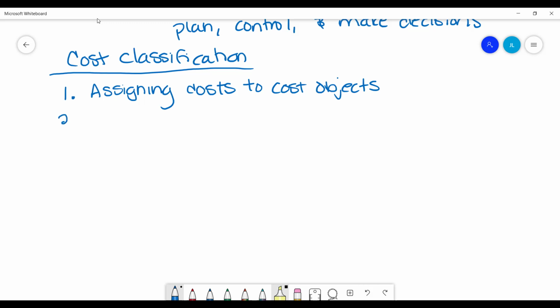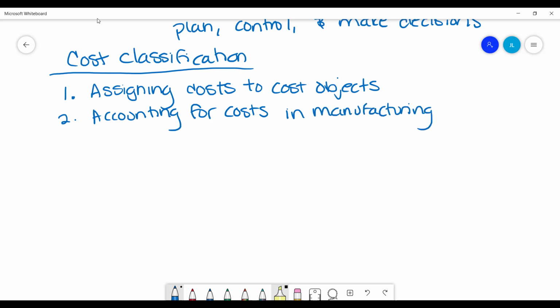The second is accounting for costs in manufacturing companies. And you'll see our main focus through a lot of this course would be on manufacturing companies. That's where a lot of our work will be done, especially with some of the chapters focused on manufacturing. Third is preparing financial statements.